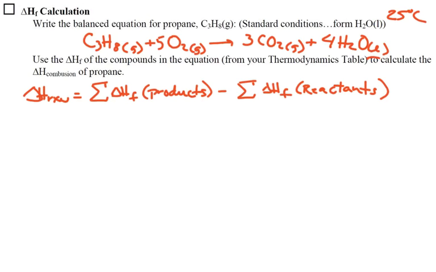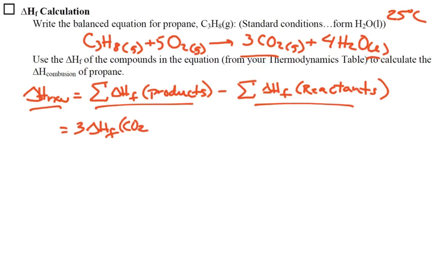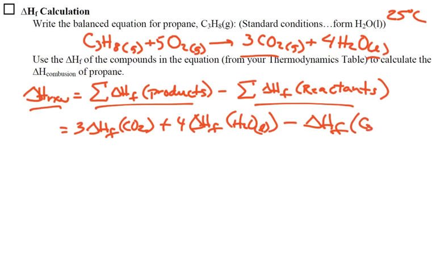Okay, we know how to do delta H of formations. The delta H of the reaction is the sum of the delta H of formations of the products minus the sum of the delta H of formations of the reactants. So that's going to come out to be 3 times the delta H of formation of CO2, plus 4 times the delta H of formation of H2O liquid, minus the delta H of formation of C3H8 propane. So I need those numbers.